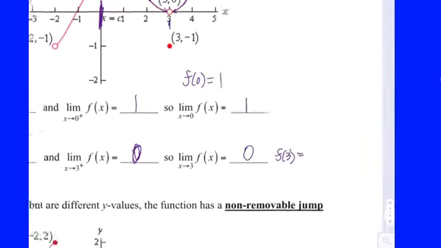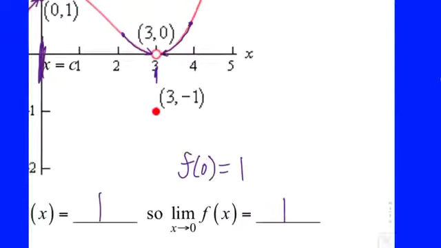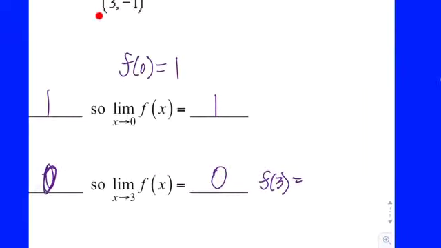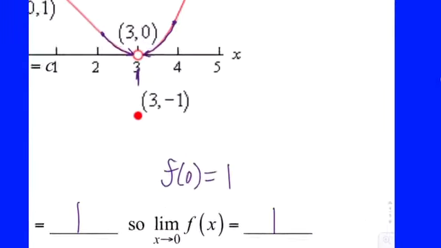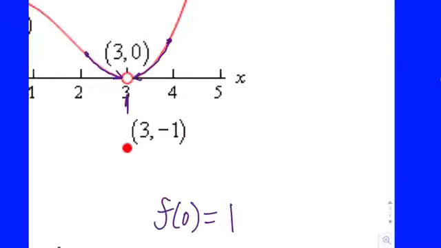So what is f of 3? Now you go to 3 and you look up and down, and I see a dot down here at negative 1. Is negative 1 equal to 0? No. So someone built the bridge, maybe in a horrible attempt to connect the roads, and they did a really bad job of it. It's down here. So this is obviously not continuous.